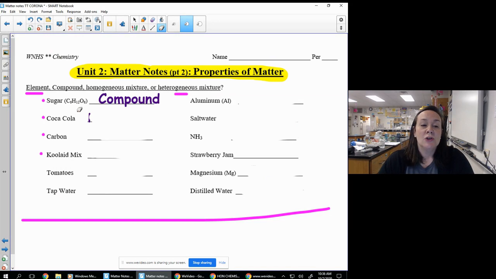All right. So Coca-Cola, you could have chosen either one as long as you supported yourself. Carbon, not for debate. Carbon is an element. Awesome. How about the next one? Kool-Aid mix. What do you think?